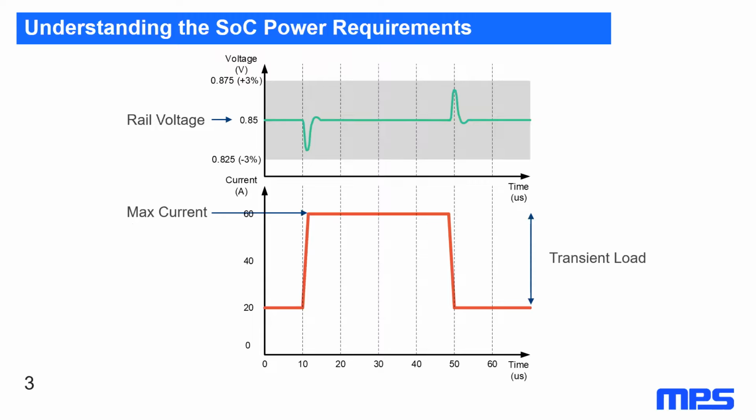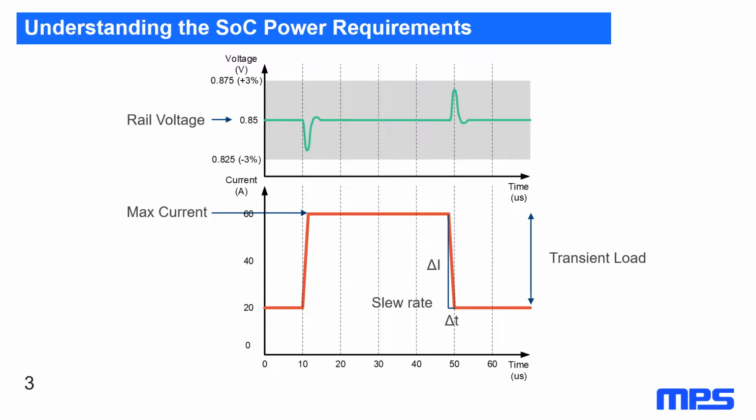Then we have the transient load magnitude. This can be represented as an absolute number. In this case it would be 40. So we have a change from 20 amps to 60 amps. That's a 40 amp transient load magnitude, or it can be a percentage. They can say it's 60% of 60 amps of the maximum current. So we would change from 40% to something like that.